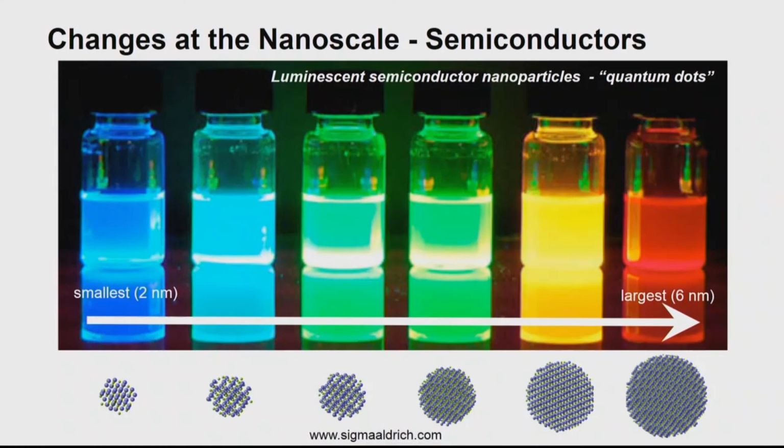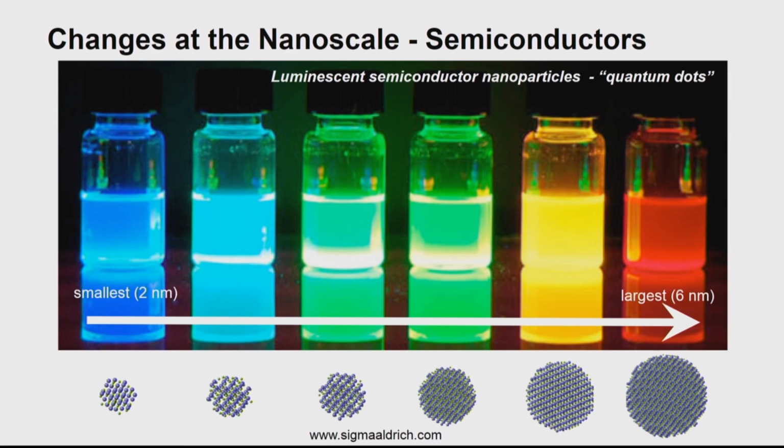Another area where we see nanoparticles in use is in semiconductors. Now, you may not believe me, but you should. Each of these little bottles contains the same kind of material. Each bottle contains cadmium selenide nanoparticles. The only difference is that the ones on the left here are 2 nanometers in diameter, and the ones on the right here are 6 nanometers in diameter.